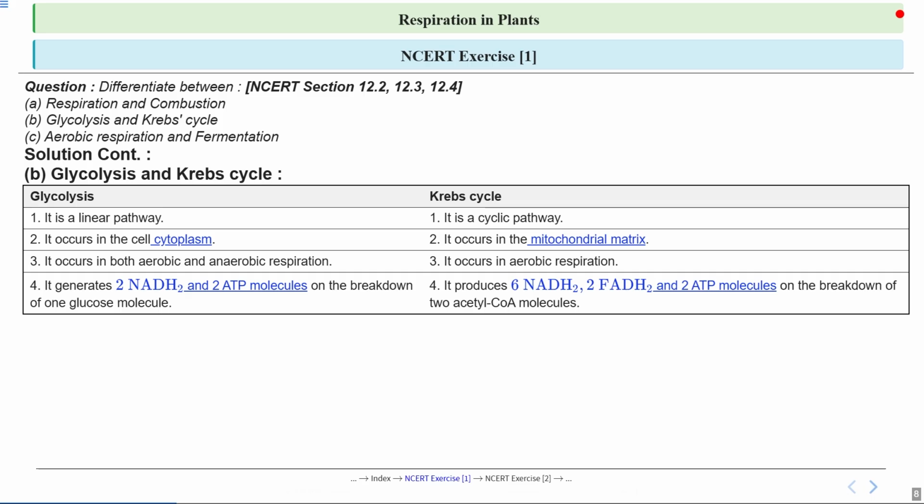Now, in case of glycolysis, there is generation of 2 NADH2 and 2 ATP molecules on the breakdown of one glucose molecule. Whereas if we talk about the end products of Krebs cycle, 6 NADH2, 2 FADH2 and 2 ATP molecules are produced on the breakdown of 2 acetyl coenzyme A molecules.